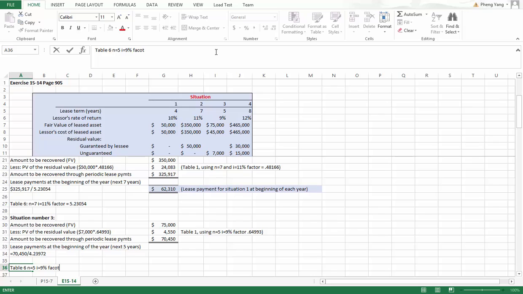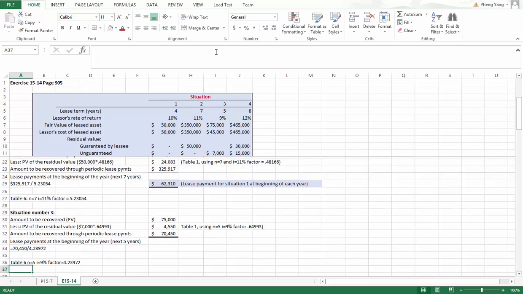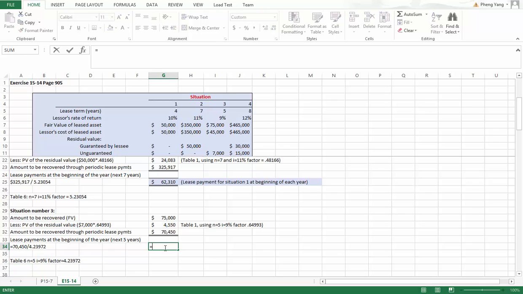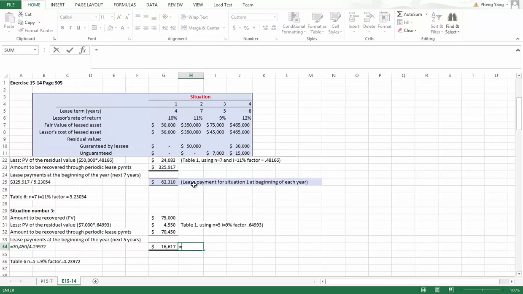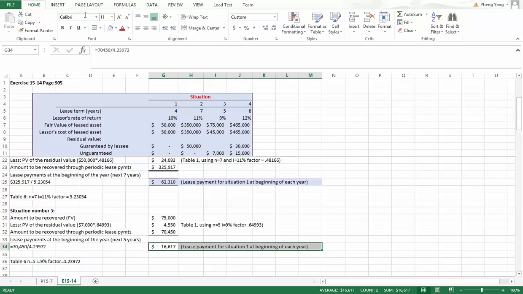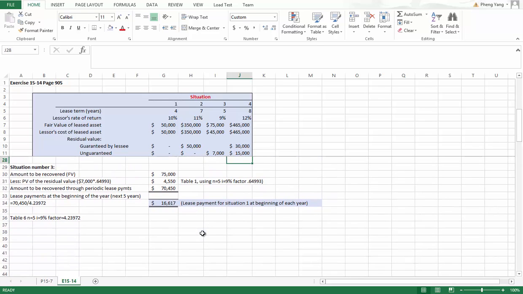So that means our factor equals 4.23972. So if I go in and put my formula in, 70,450 divided by 4.23972, my beginning lease payments for every year would be 16,617. Okay. All right, situation 4.